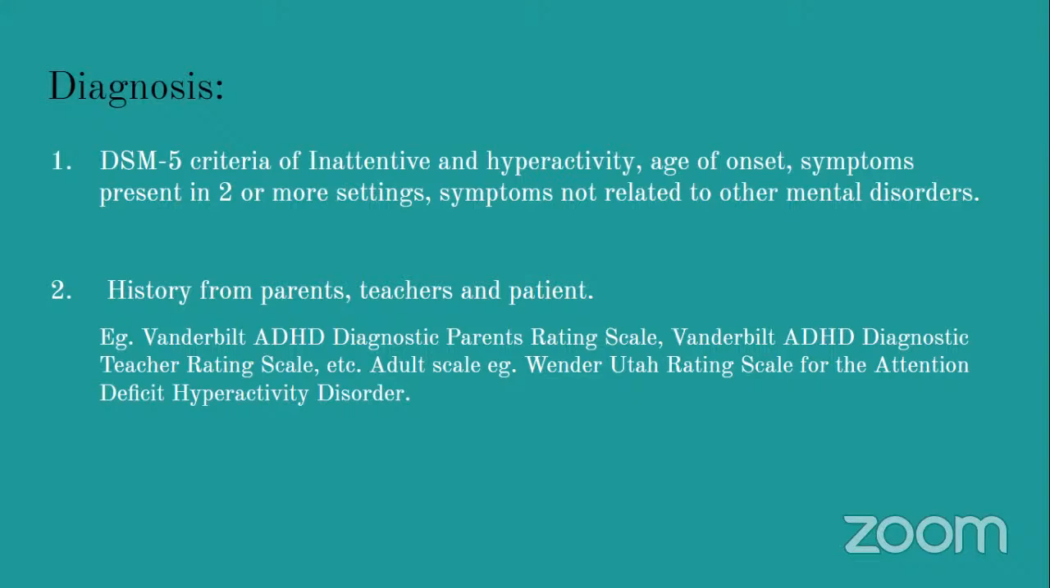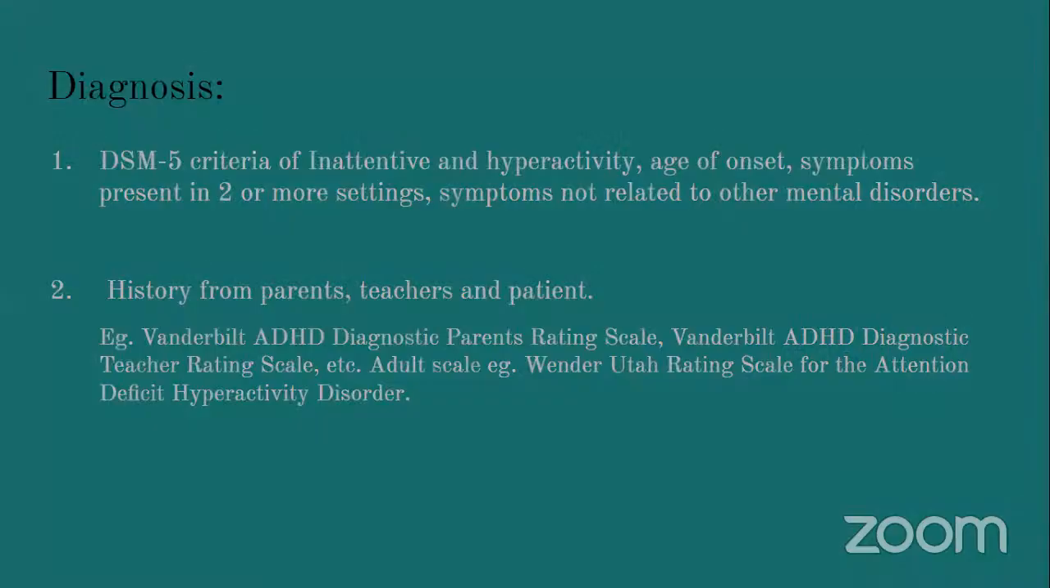There are also different screening tools that we use, such as the Vanderbilt ADHD Diagnostic Parent Rating Scale. There is an adult scale, which is the Wender-Utah rating scale for ADHD, and these are all helpful to make the correct diagnosis in ADHD patients.